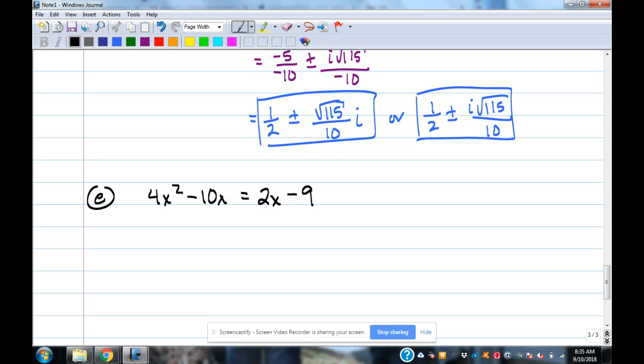What do we do first for this one? Okay, subtracting 2x and adding 9 would get it equal to 0. That's a good idea. And that cancels out everything on that side. So 4x squared minus 12x plus 9.